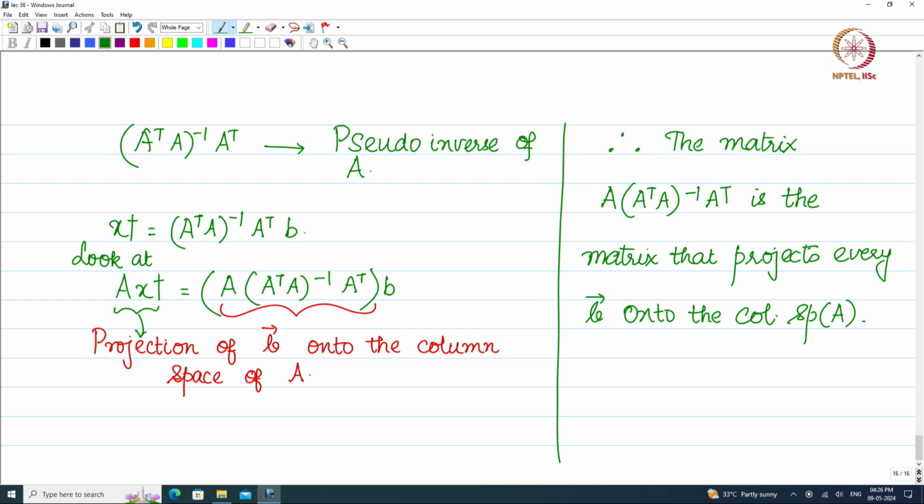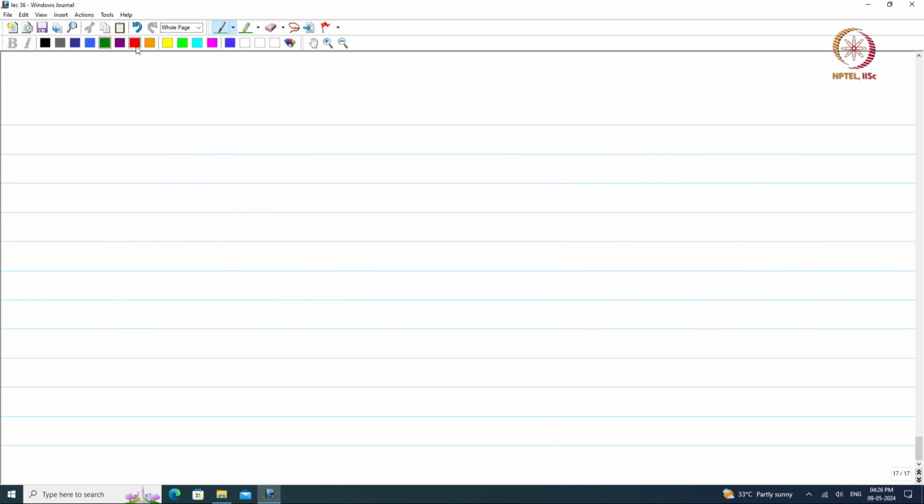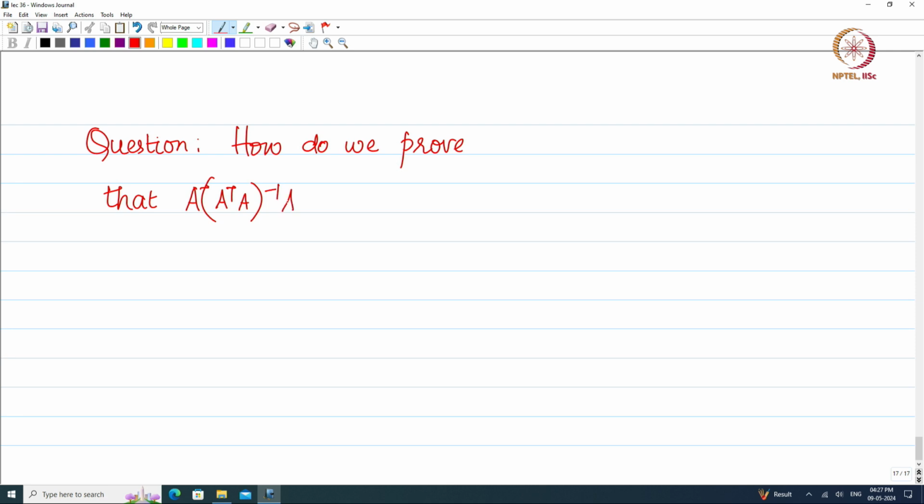But how do you know that the matrix is actually a projection matrix? So the question that we have is, how do we know? Conceptually we can see that it basically does the projection. So, how do we prove that A into A transpose A, the whole inverse A transpose is actually a projection matrix?